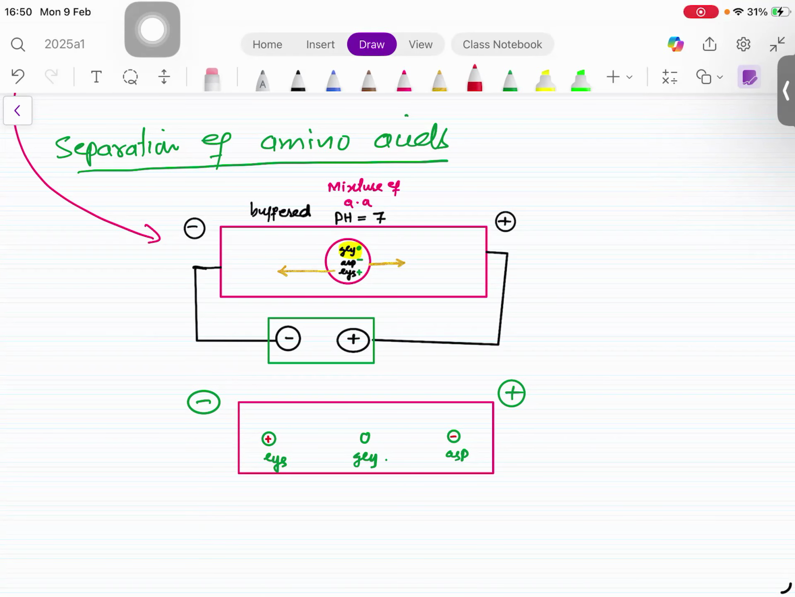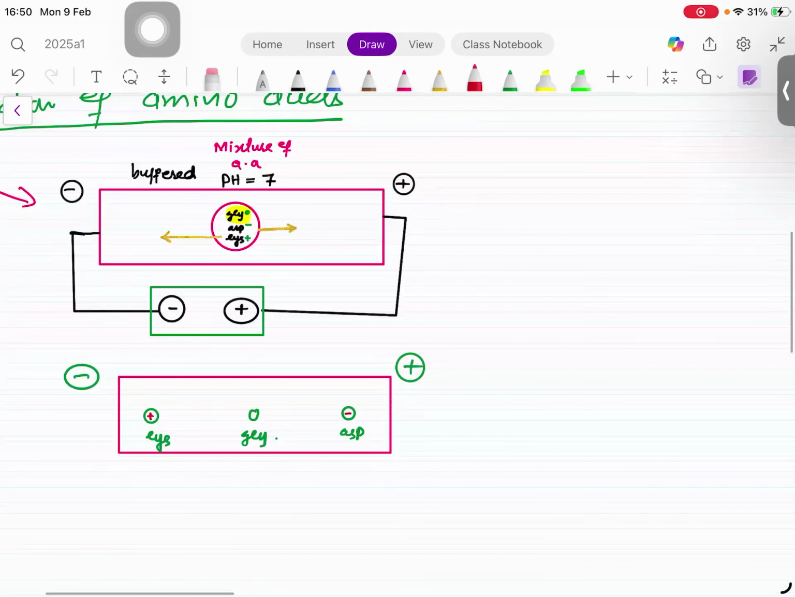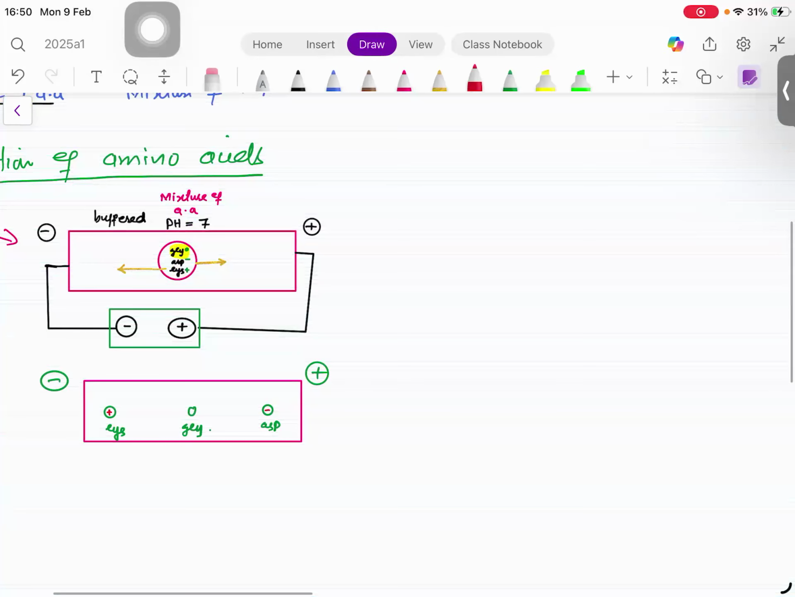So I hope you got what I said. Every amino acid may have some charge, so once you apply the potential difference, they go to the respective electrode. Now let's see why they have charge and what kind of charge they have. Then I'll make you write all these steps. Look at this. Let's look at glycine first of all.